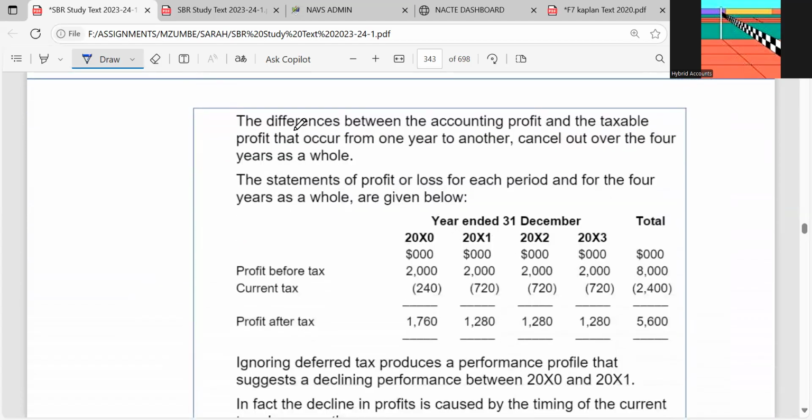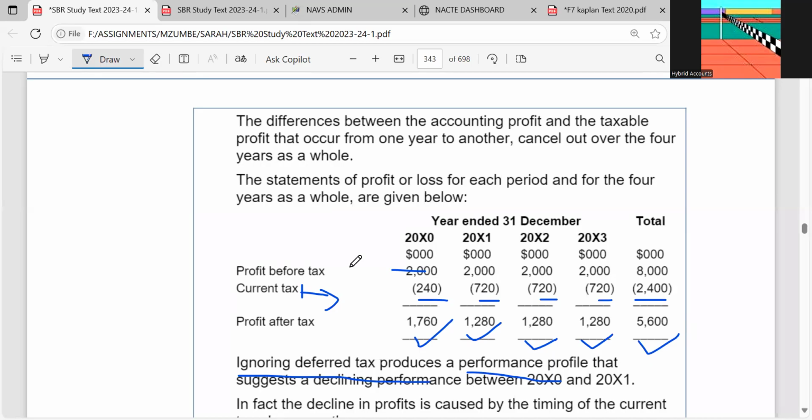Okay, so maybe in case now we need this, we had the profit before tax, which is 2,000 for each year. Now we would only consider the current tax liability, and so this should be the current tax expense. So we had this for year 1, year 2, year 3, and year 4, and this one is the total, right? So we go on deducting and get the profit after tax, right? But for deferred tax now, you would have to consider both the current tax and deferred tax, right? So ignoring the deferred tax, we could see that we produce a performance profile that suggests declining performance.